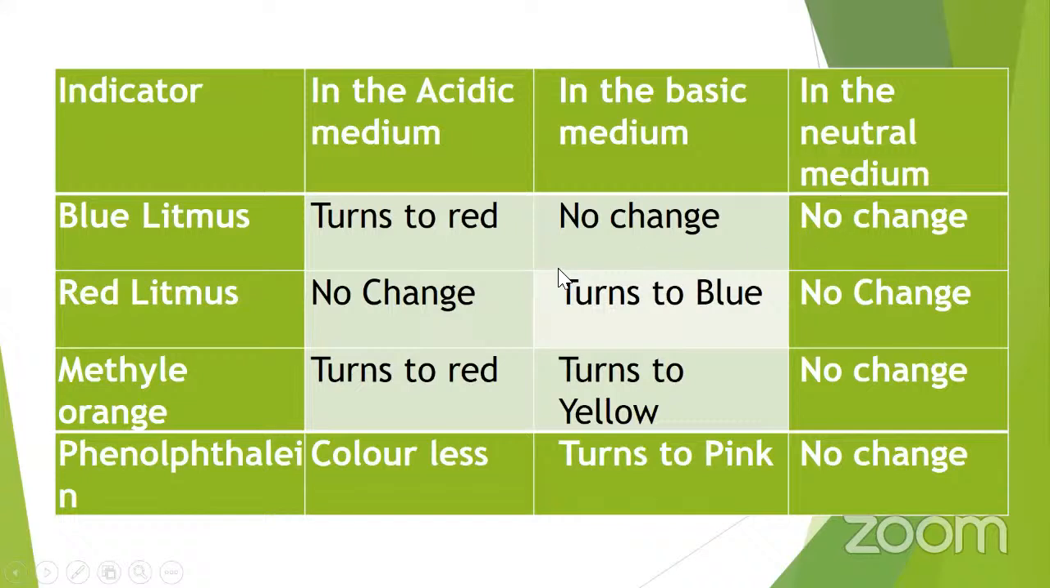Similarly, red litmus. Already I said litmus is red in acid. Therefore, red litmus is already red in acid. It is already red in color. Therefore, we observe no change.